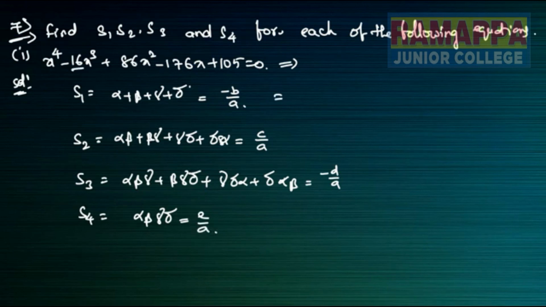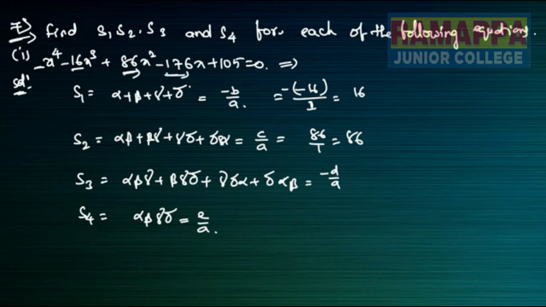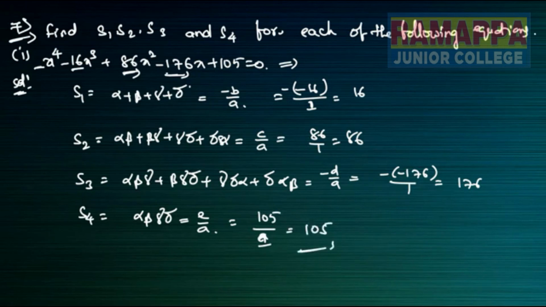From this we have to find these values and substitute in the equations. Minus b by a, minus of minus 16 divided by a, which is 1, so the answer is 16. Now c by a, c is 86, so 86 by 1 is 86. Minus d by a, d is minus 176, so minus of minus 176 divided by 1 is plus 176. e by a is 105 divided by 1, so 105 will come. These are the answers here.